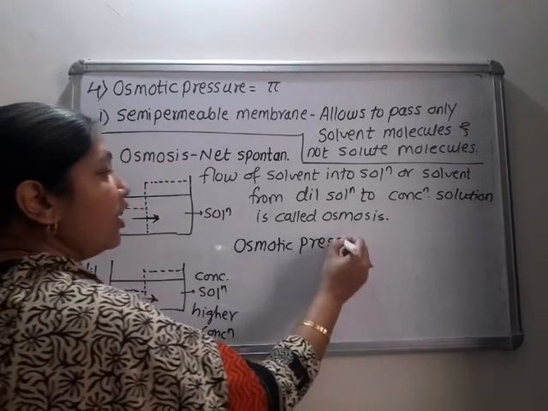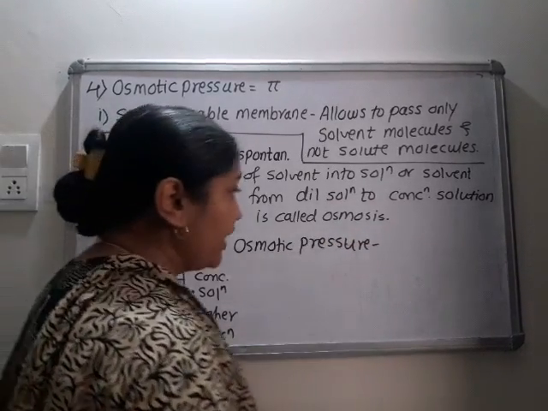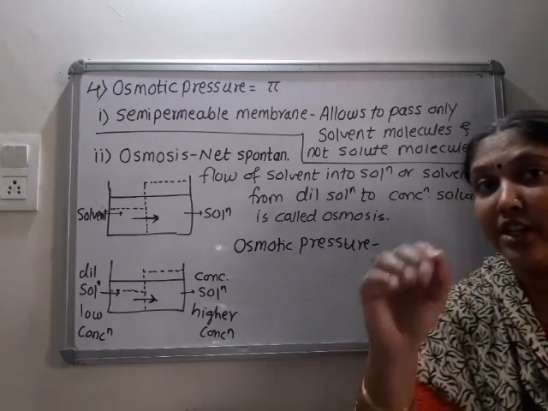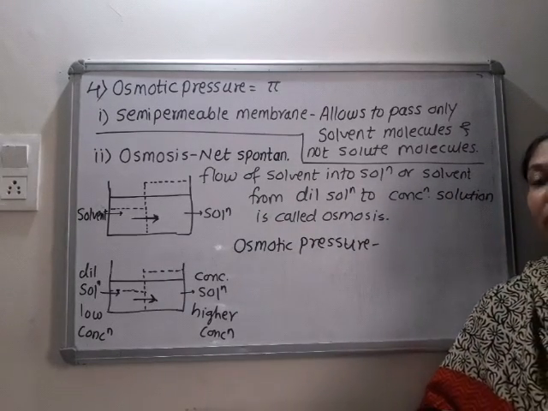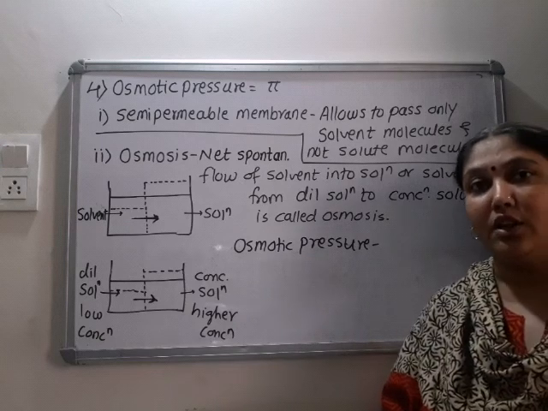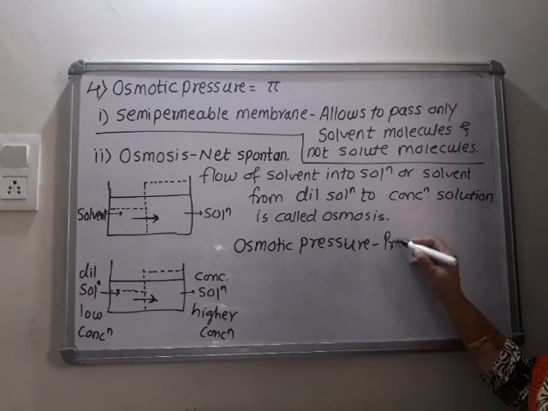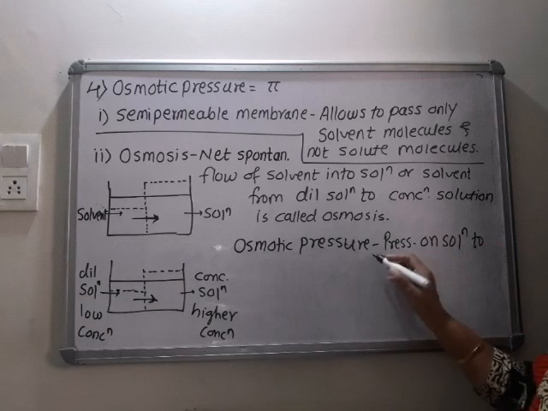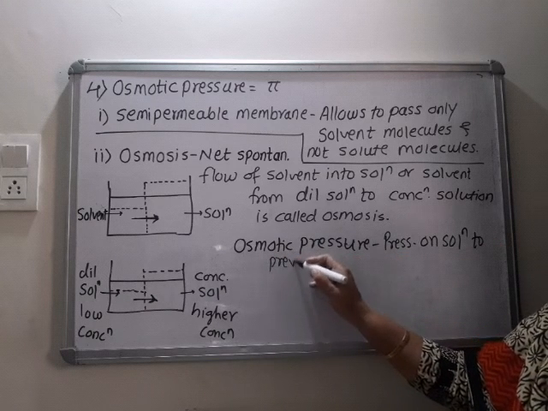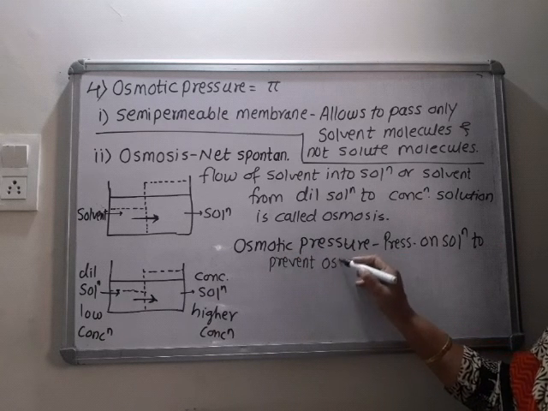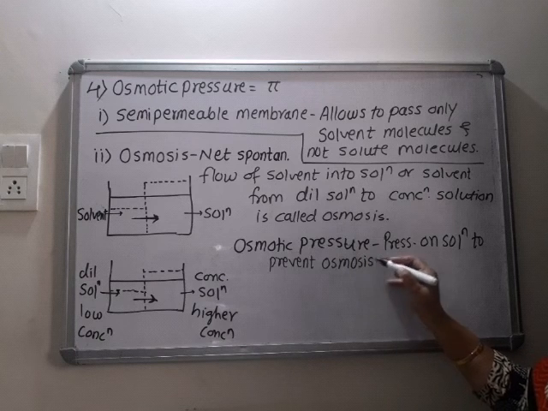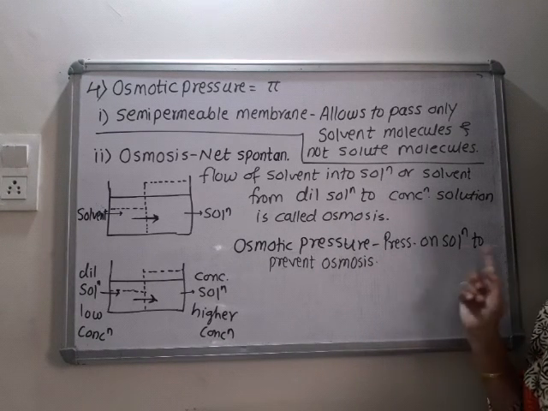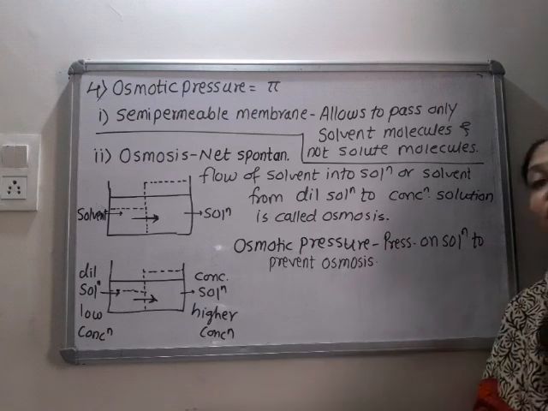Osmotic pressure. Okay. What is osmotic pressure? The pressure applied on the solution which prevents osmosis is called osmotic pressure. Pressure applied on the solution to prevent osmosis is called osmotic pressure.